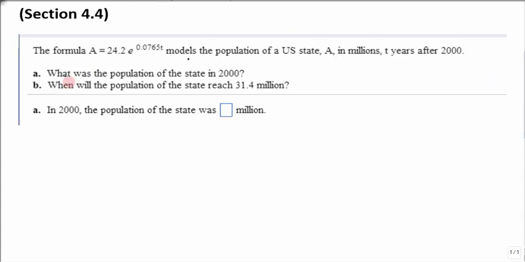So for this example, we have a formula, 24.2 times e to this exponent, that models the population of a U.S. state. The population is A, t years after 2000. So if we have the year 2020, t would equal 20. It's the number of years after 2000. We have two parts to this question.